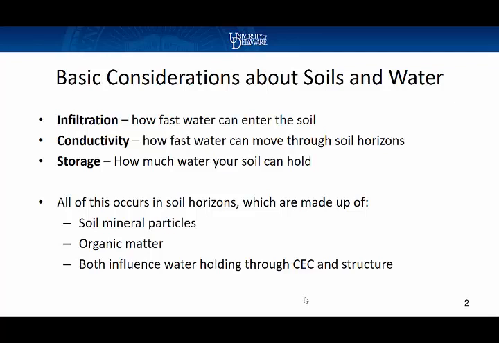There's a couple things about soil water in agriculture. We're thinking about things like infiltration, because we want water to enter our soil so it can be stored for plant uptake. Conductivity, because once it gets into the soil, it has to be able to move through. We don't want it ponding or sitting in there. And then storage is also important, because the more water your soil can hold, the better your plant growth is typically going to be. So all of this occurs in soil horizons, so hopefully you've had some basic soil horizons. We'll talk about it a little bit.